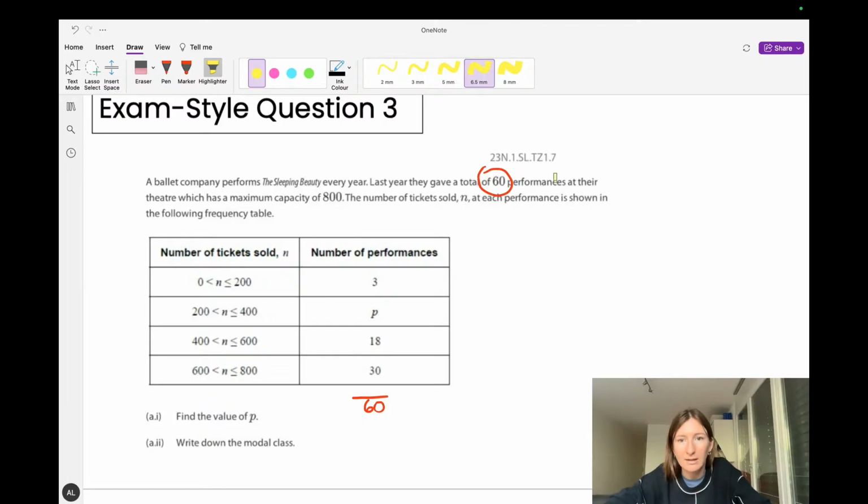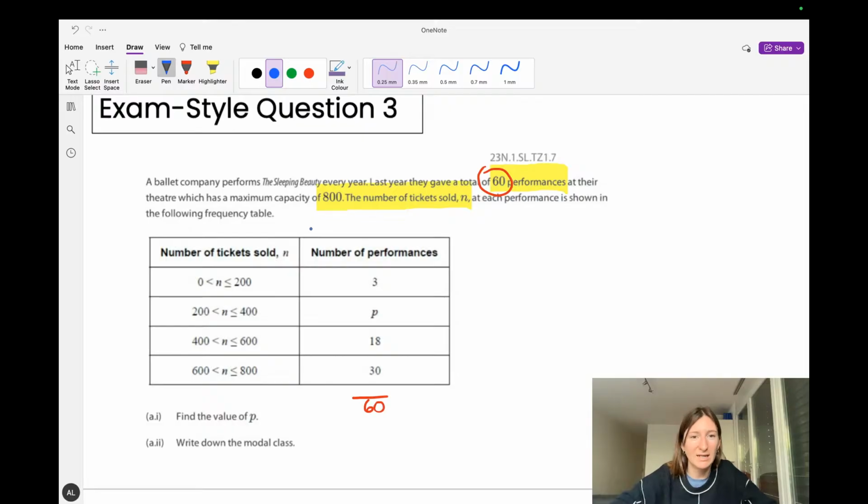So it's 60 performances, because you might see 800 and think this has to add up to 800, but number of performances, 60 performances. Capacity, number of tickets sold is N, number of tickets sold up to 800. So then when you're trying to answer questions, it's a bit easier to go back. Bring a highlighter. I think I've said that every session, but bring a highlighter and a ruler to your exam.